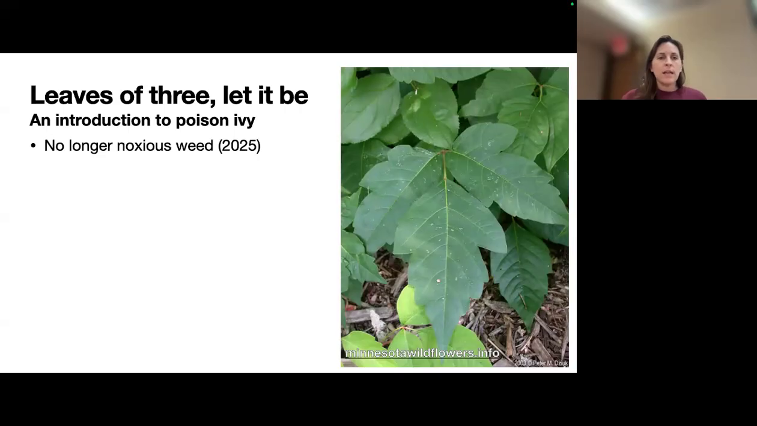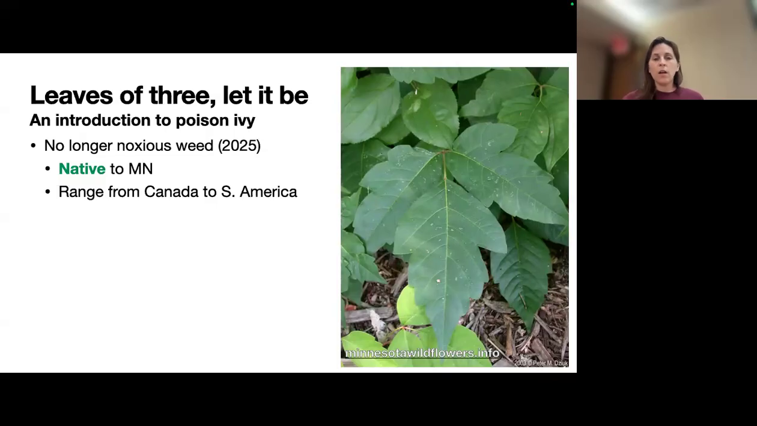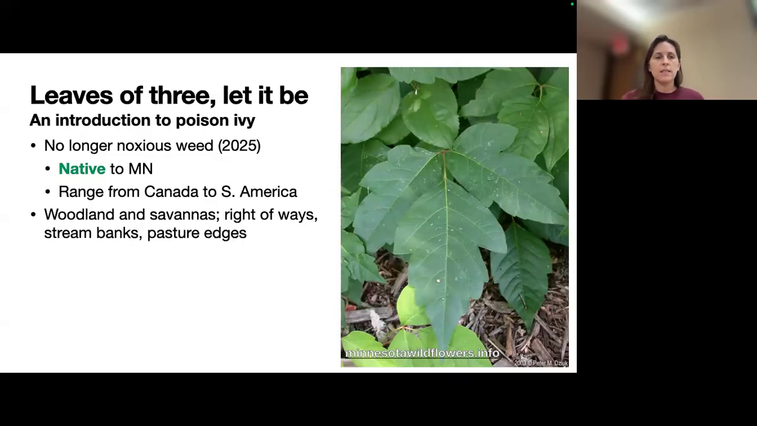So in Minnesota, it is no longer considered a noxious weed. And although you may say, oh my gosh, why would they do that? It was actually for the purposes of making sure that resources, time, and energy are focused on non-native noxious weeds. And so it was removed from the noxious weed list in Minnesota in 2025. And it is native to Minnesota. In fact, its range goes all the way from Canada down to South America. And so it is in great abundance across basically all of the United States.